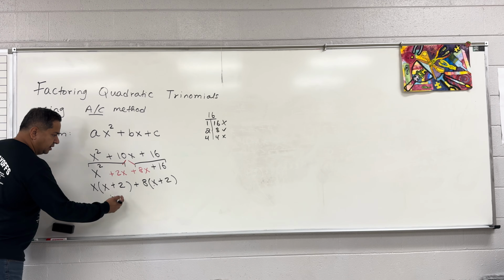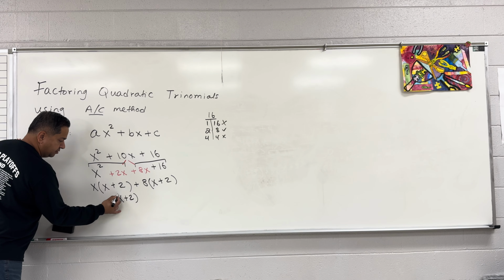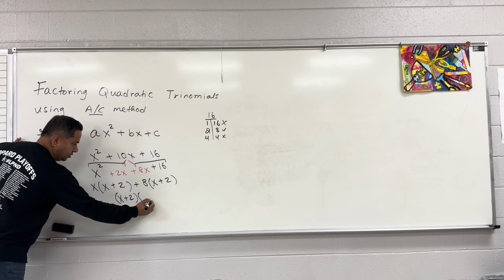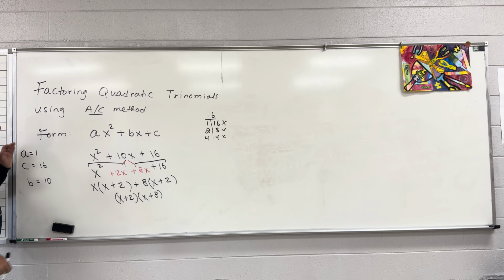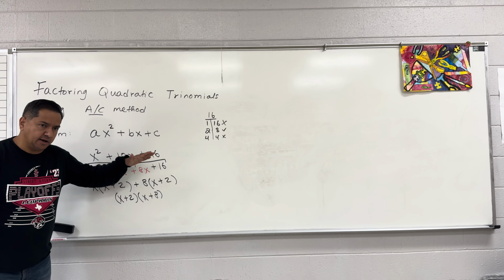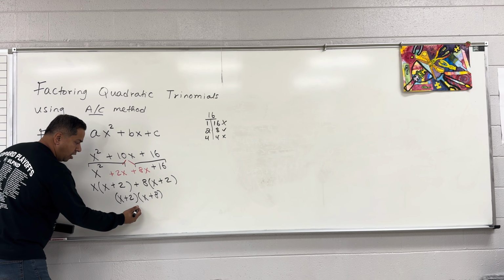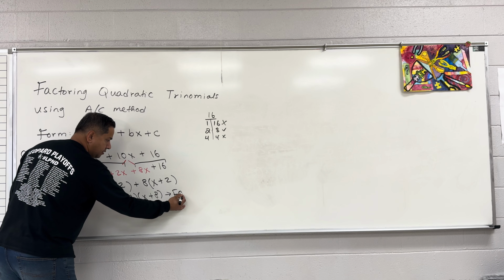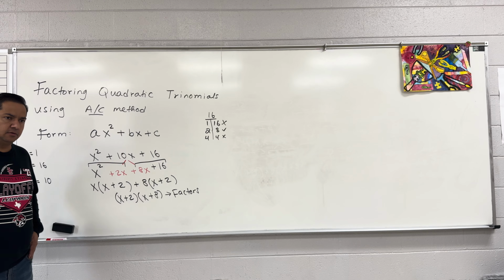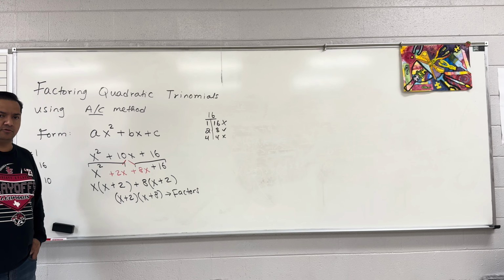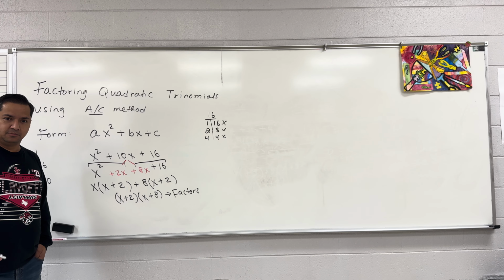And then what is the very next thing? So what is in common? X plus 2. X plus 2 comes in its own parenthesis. Then what goes in the other parenthesis? X plus 8. And that is how you factor a quadratic trinomial. Are we good? Yes, sir. These things down here are called factors. So we have 2 factors for this polynomial, or that trinomial, whatever, quadratic trinomial. Is that fine? Good? Action.